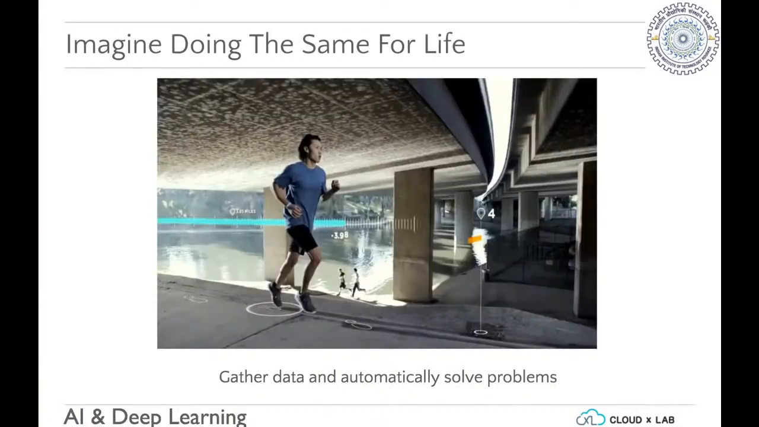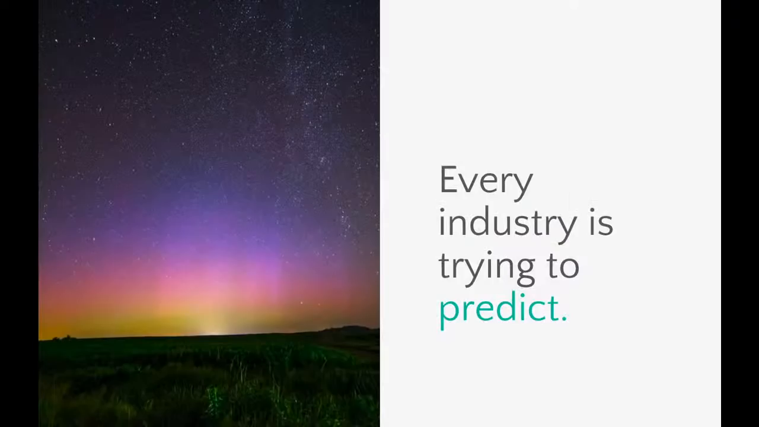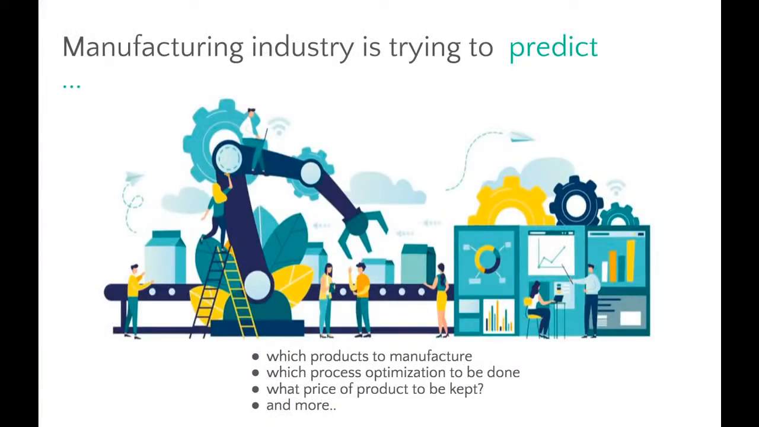Now, the other important idea that I want to drive home is that machine learning is going to be in every industry, because every industry is trying to predict, whether it's the manufacturing industry, which is trying to predict what kind of products to manufacture, what kind of process optimizations need to be done, and what kind of pricing they should come up with in order to sell their product, and many more. So the manufacturing industry is trying to predict many things.